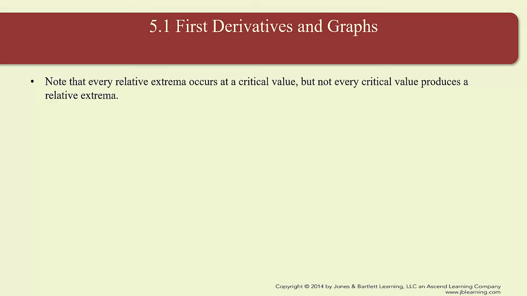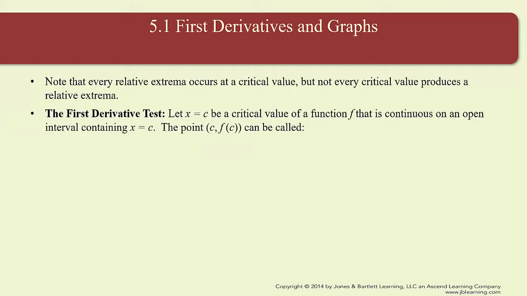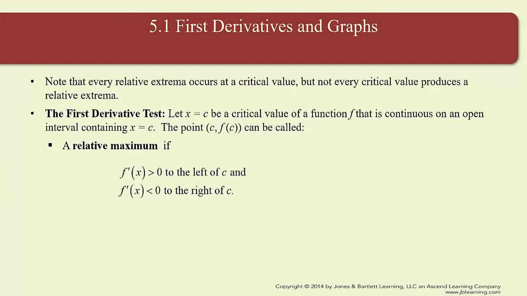And the way we can determine if a critical value is yielding a relative max or a relative min is through the first derivative test. So here's your first derivative test. X equals c is a critical value of a function f. The function's continuous on an open interval that contains x equals c. The point c, f of c, can be called a relative maximum if f prime of x is greater than 0, the derivative is positive, to the left of c, and f prime of x is less than 0, the derivative is negative, to the right of c.